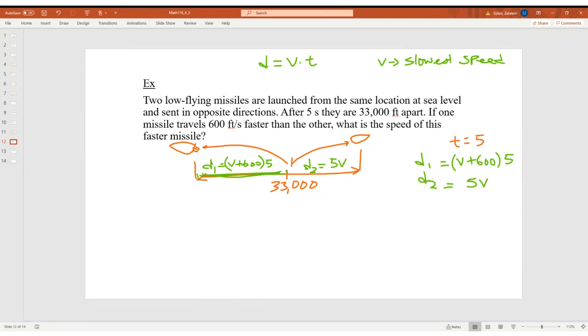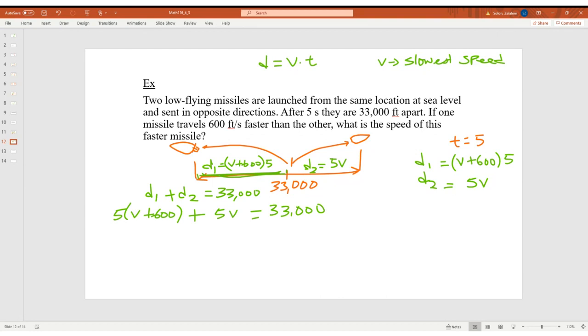Okay. Now we know the two are separated by 33,000 feet. So we know d1 plus d2 is 33,000. And we have the equation for d1, we have the equation for d2. So d1 is 5 times v plus 600, where v represents the speed of the slowest missile, plus d2, which is 5 times the speed of the slowest one, equals 33,000. So we can easily figure out the speed of the slowest missile. But we are asked for the speed of the fastest. What is the speed of the fastest missile? So we will answer it by adding 600.